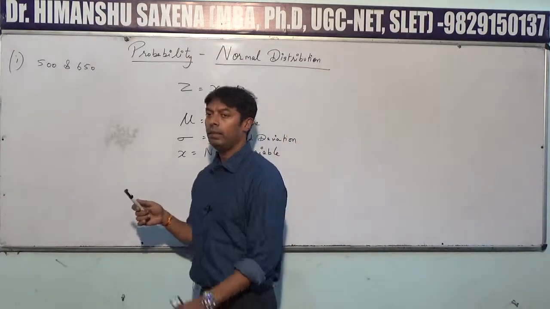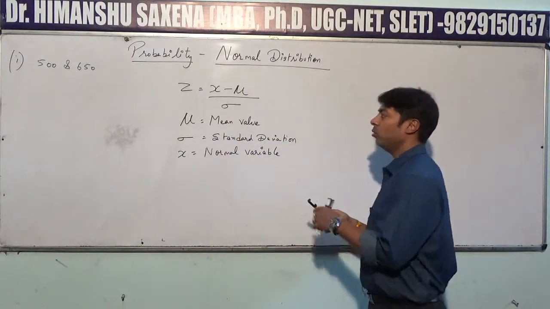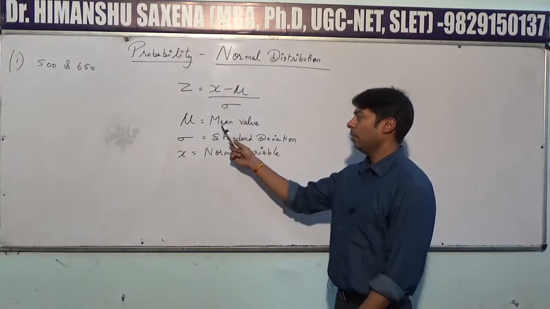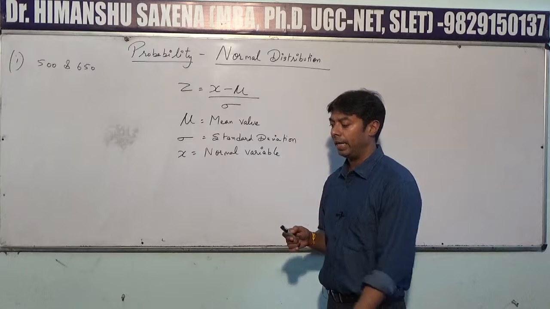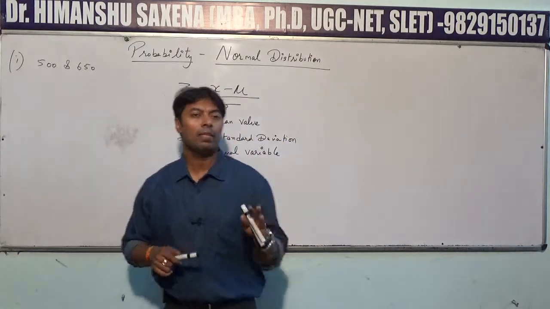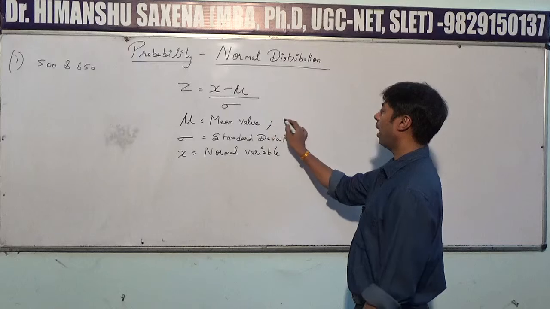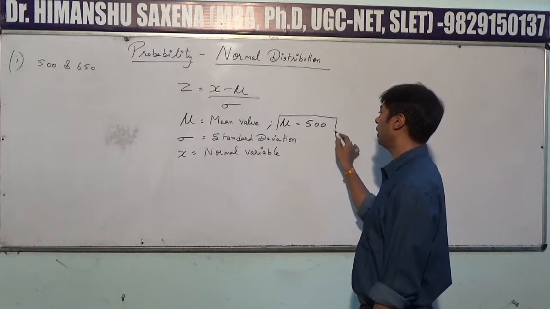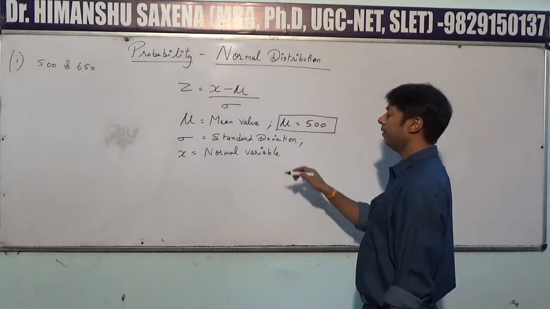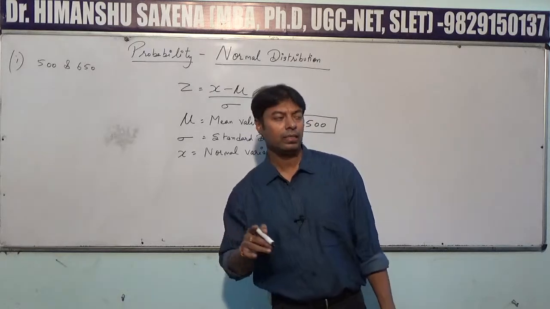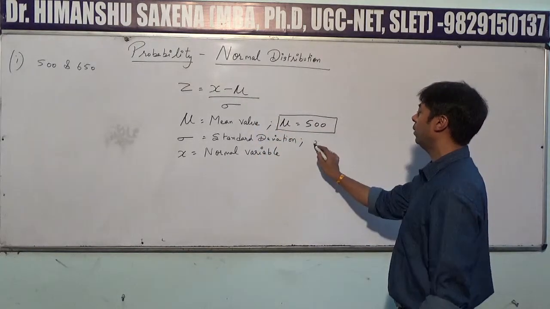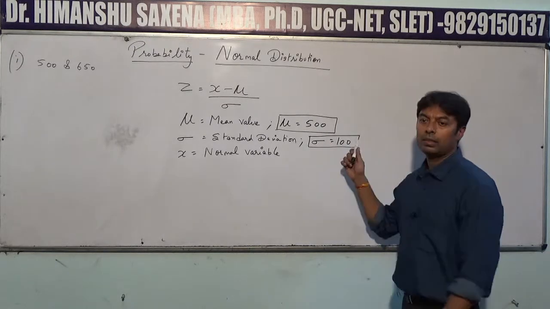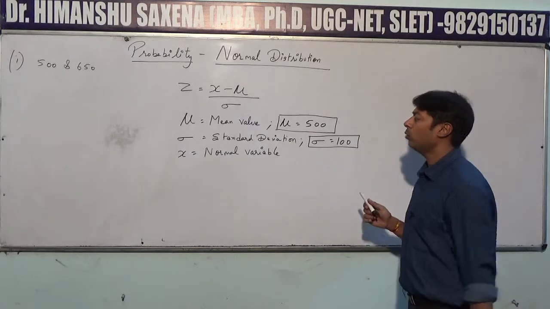How will we have to solve it? First of all, just pay attention to understand the different constants, the different terms which are used in this question. First of all, the mean value. Now look at the first line. The mean time spent on the program is 500 hours. So the value of mu is equal to 500 over here in this particular problem. Further, it has been clearly specified that the standard deviation is equal to 100 hours. So the value of standard deviation is 100 over here.